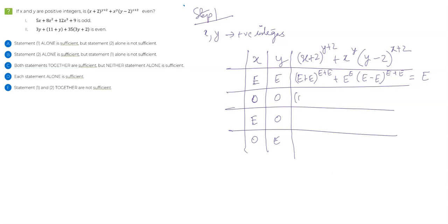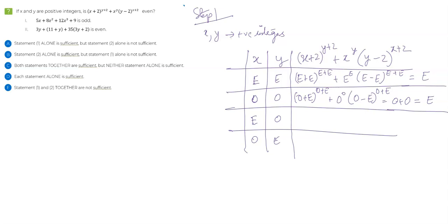When both of them are odd, let's see what happens. Odd plus even to the power odd plus even, odd to the power odd, odd minus even to the power odd plus even. Now odd plus even will give you odd, and odd to the power anything is also odd. Similarly, odd to the power is odd, and odd minus even is odd, so you'll get odd here also, and odd plus odd is even. So notice that in 2 scenarios you're getting even. When both are even, then you get even. When both are odd, then also you get even.